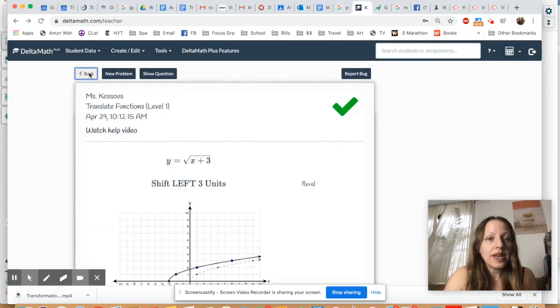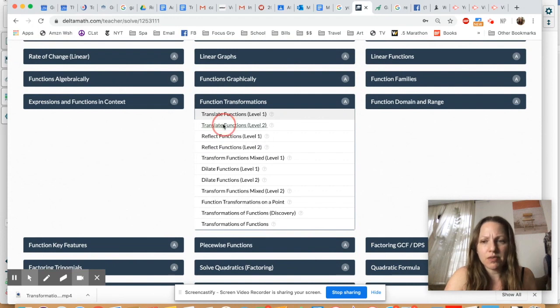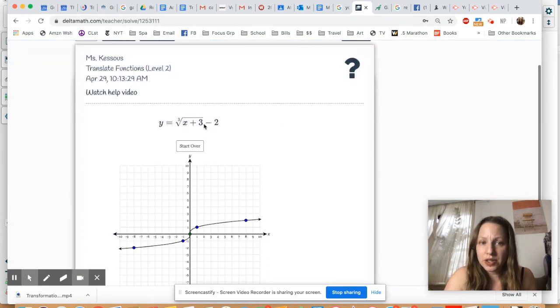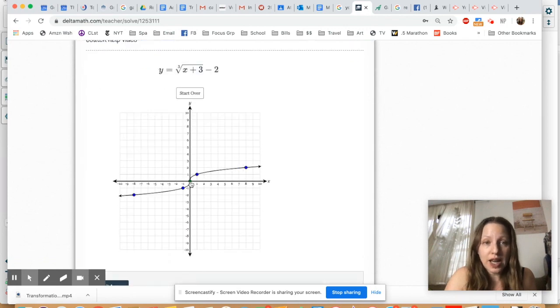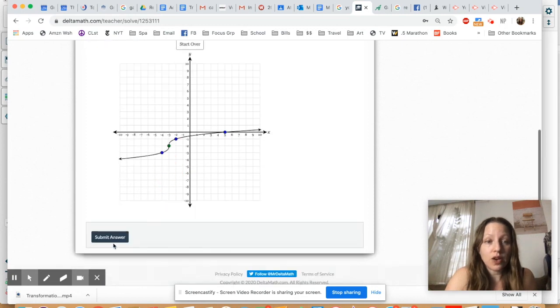Okay? Now we're going to see what happens if I've got 2 things written here. So first I say, inside, is there anything? And there is. There's a +3 inside. So +3 inside means left 3. Then I look here outside. There's a -2. That goes down 2. So I'm going to click on the green dot and I go left 3, 1, 2, 3, and down 2, 1, 2. And that's all you have to do.